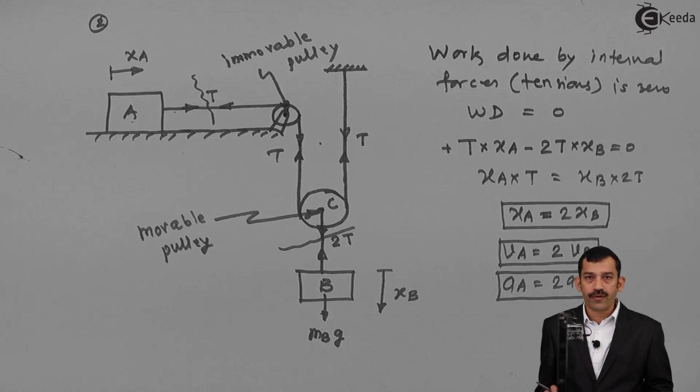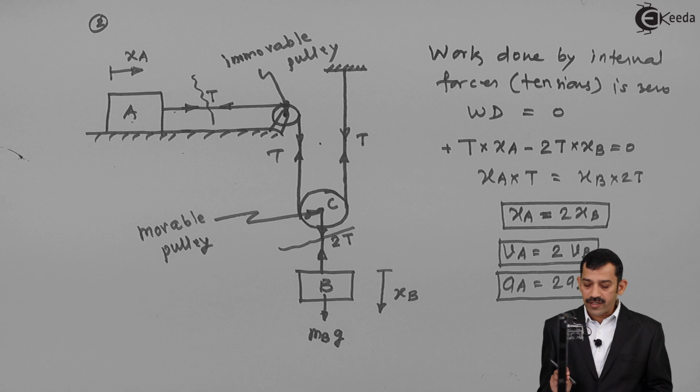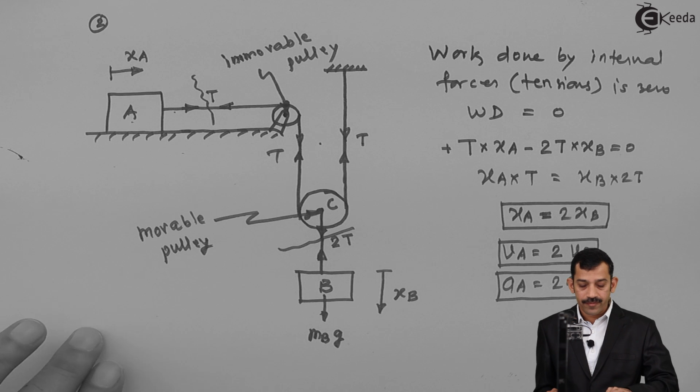Using this we will get such a relation. Just count the number of tensions acting on a body. For example, I will represent one more system of connected bodies, and from that again we will get an idea of how to get a relation between displacement, velocity and acceleration of the bodies.